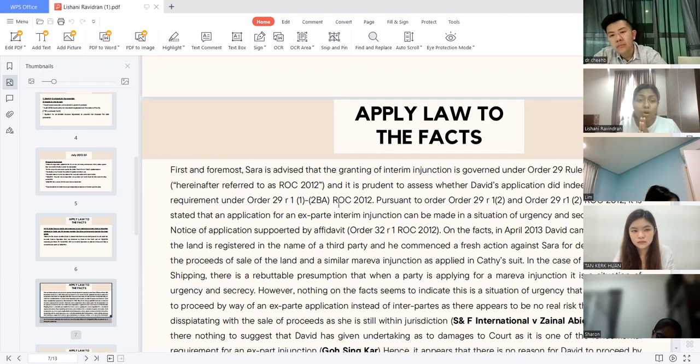You need to tell the court why I cannot serve the notice. Why? You need to tell. You need to convince the court to grant you that ex parte. So you need to put all that. So ex parte is just an exception.